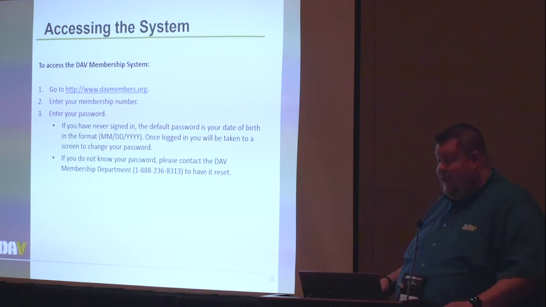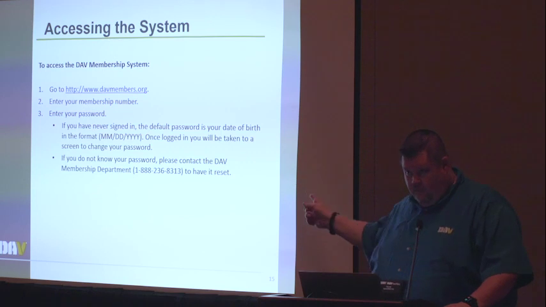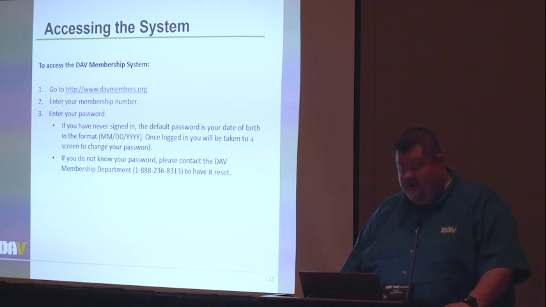To access the system, you have dmembers.org, you enter your membership number and your password. If it's the first time that you've accessed the system, you use your birthday in month, date, full year format, and you see it there. If you're having problems, just give us a call, we'll reset it for you. It'll default back to your birthday. We'll make sure that happens.